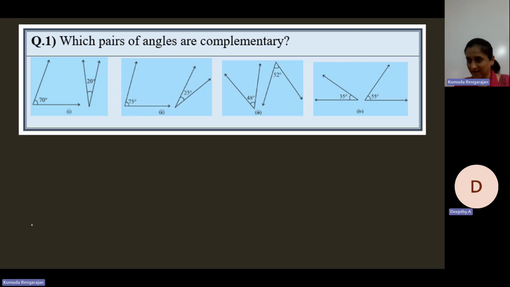Yes, Deepthi? Ma'am, only number 1 is complement. Okay, only the first one. 70 plus 20 is 90. What is 75 plus 25? 100. What's 48 plus 52? 100. 35 and 55? Deepthi, did you check 35 and 55? 1 and 4. Okay, 1 and 4.